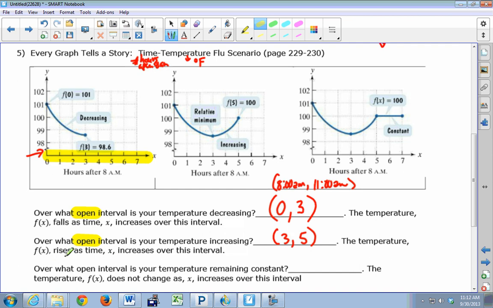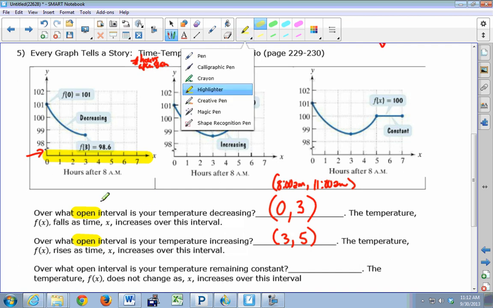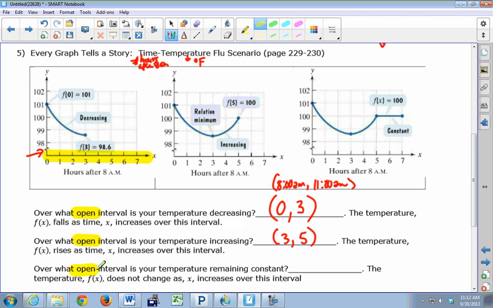And then finally, we have this idea over what open interval is my temperature remaining exactly the same. It's neither rising nor falling. So what would be the open interval where my function is constant? Want to help me with that? 5 to 7, right. So in terms of time, it would be what? 5 hours after 8 o'clock would be 1 p.m. to 3 p.m., right? This person's temperature is remaining constant.